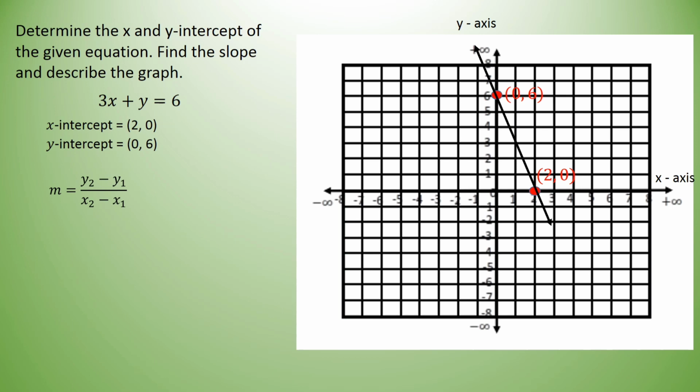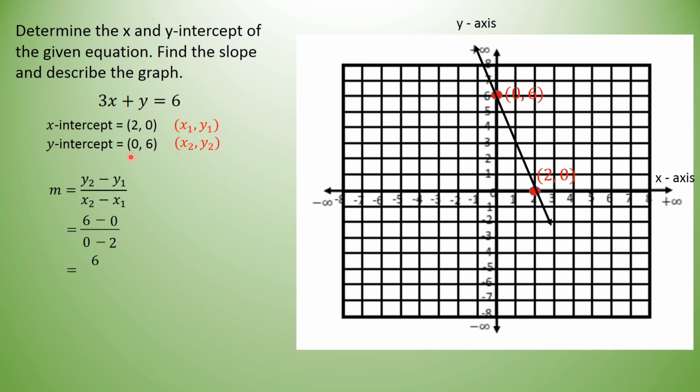So, use the formula m equals y sub 2 minus y sub 1 over x sub 2 minus x sub 1. So, label natin yung ating first ordered pair as x sub 1, y sub 1. And then our second ordered pair, which is (0, 6), as x sub 2, y sub 2. So, let us substitute. y sub 2 is equal to 6 minus our y sub 1 is 0 over our x sub 2 is 0 minus x sub 1 is 2.